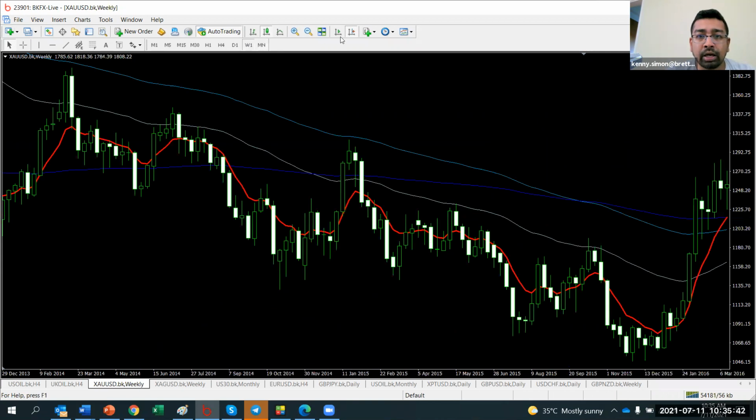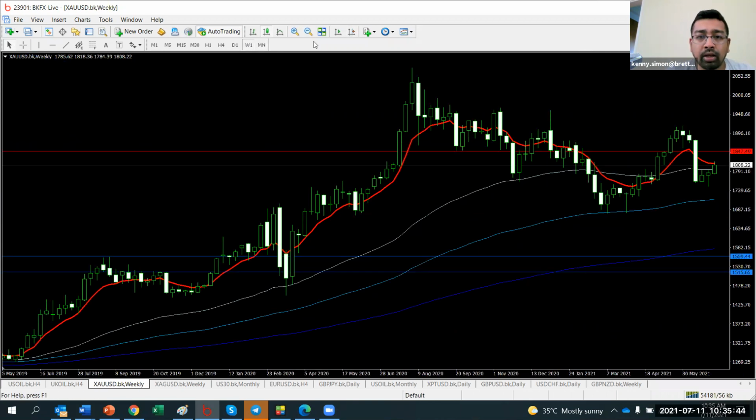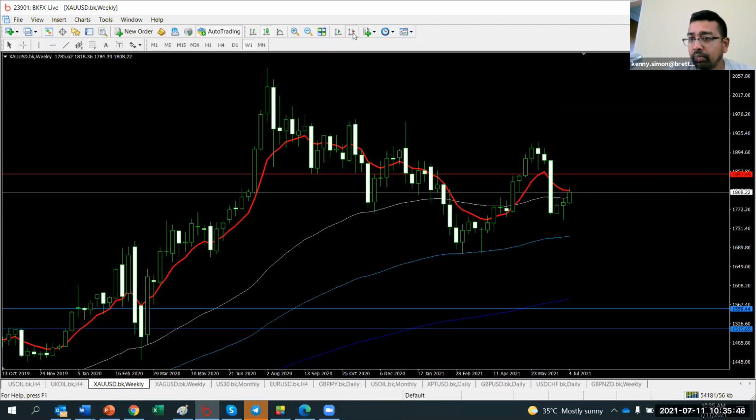Now, on the weekly chart, we can see that the bullishness does actually end around here. So that is another exit area, and that exit area is at 1830.